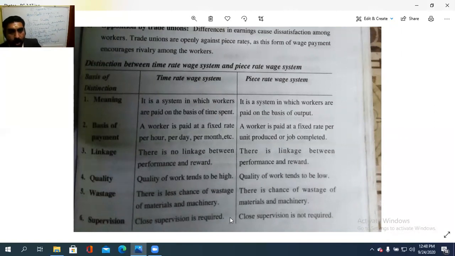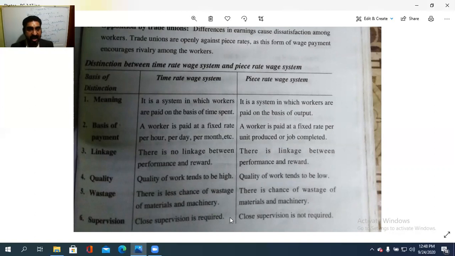Then the quality of the work tends to be high in the time rate system, while the quality of the work tends to be low in the piece rate system. In piece work, quantity is important, while in time rate system, quality is important. So that is the quality of the work. Then wastage. Less chance of wastage in time rate system, while more chance of wastage in piece rate system as there is heavy production. More need to produce.